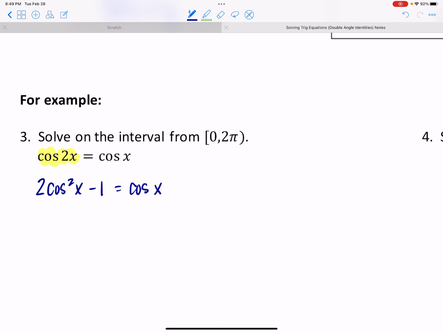And now we're in a place where this should feel familiar. Now that we have cosine of x, cosine squared of x, same trig function, just varying degrees, we can try to factor. So I have 2 cosine squared x. I'm going to subtract the cosine x over from the right to the left, and then leave the minus 1, so this is all in order equal to 0.